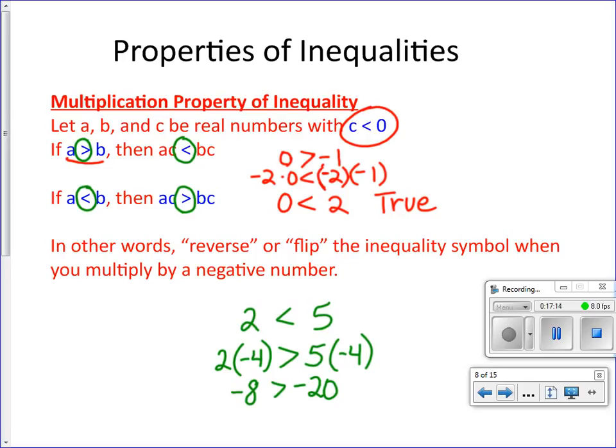So we have a true statement. On a number line, if we were graphing this, -20 would be down here somewhere. If this is our 0, -8 might be about here. And so since -8 is to the right of -20, then -8 is greater than -20. So don't forget to flip your inequality symbol when you multiply by a negative number.